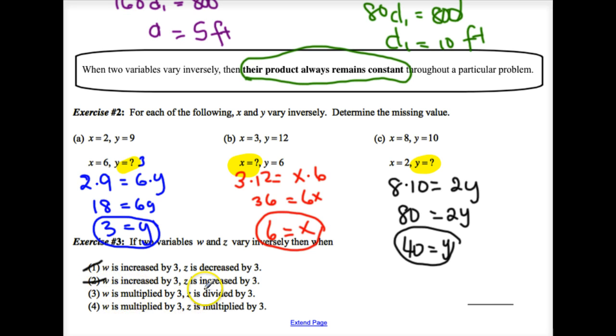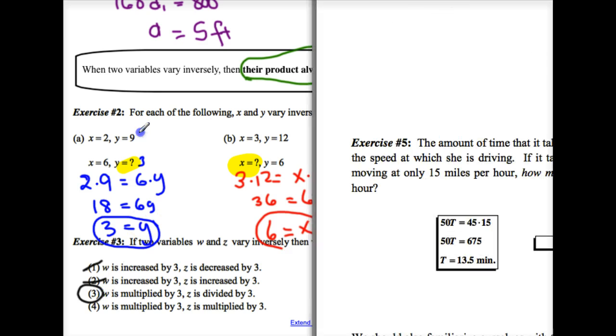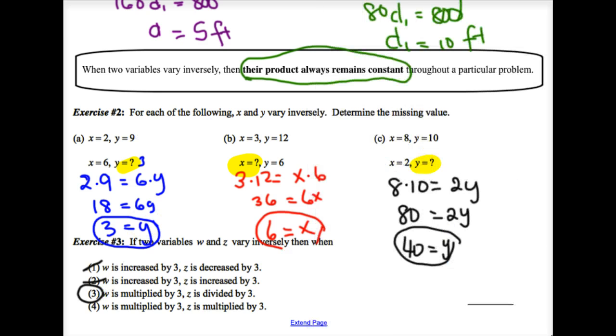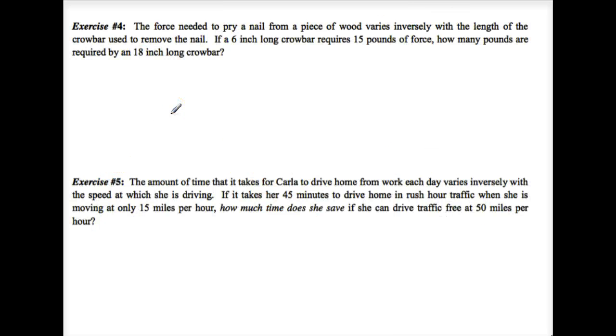If W is multiplied by 3 and Z is divided by 3, then definitely my product is going to be the same. Alrighty, so let's move it along. Now, how do we apply these that we've been talking about?